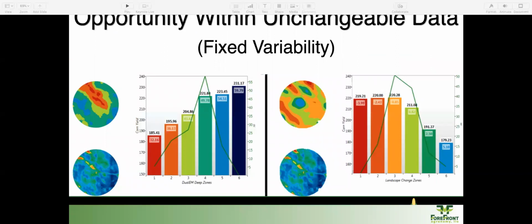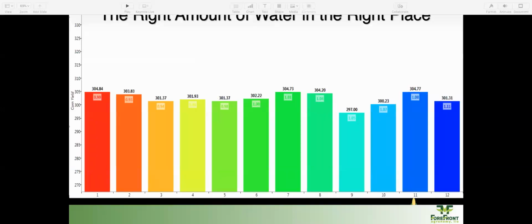So just looking through here, that opportunity within those unchangeable variables such as soil, looking at our EC, which is soil texture over here on the left, versus landscape changes, and being able to offset that. Looking at the right amount of water in the right place. Unfortunately, this is not from here. This is from further north, from some of my counterparts. But looking at these different soil types depicted by the different colors, in the little boxes at the top is the amount of irrigation that was put on every pass, and then the black is the yield that we were able to achieve.